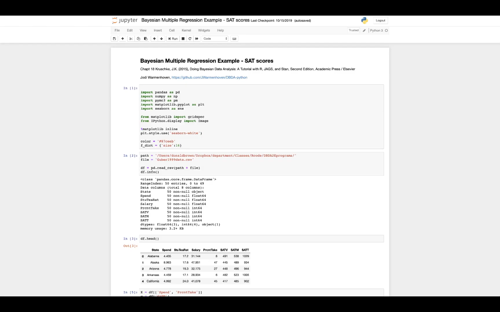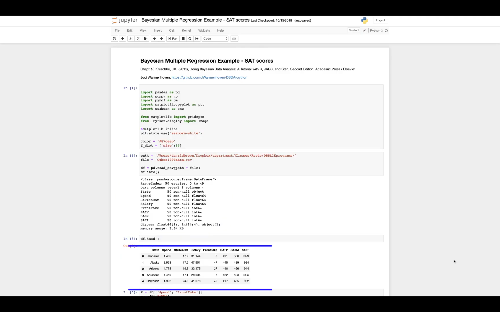All right, so we start by loading the packages that we normally use for Python. We also set a little bit of style definition. Then we load the data. The data are available on Colab, and you should download the data and obviously use your own path for where you've downloaded the data to. And you can see what the data look like. We have a combination of class labels in the state, floating point numbers with spending and the like and salary, and integers as well, including the SAT scores.